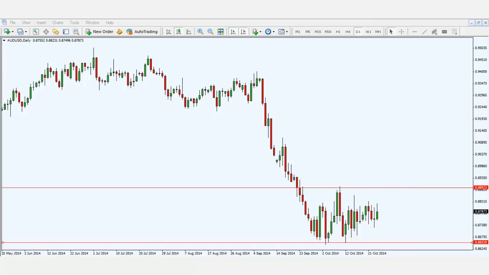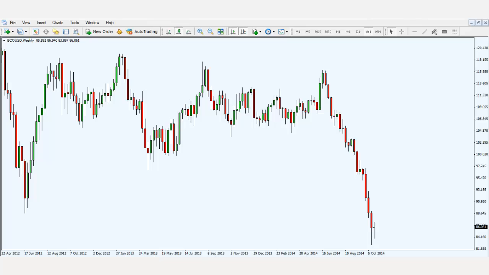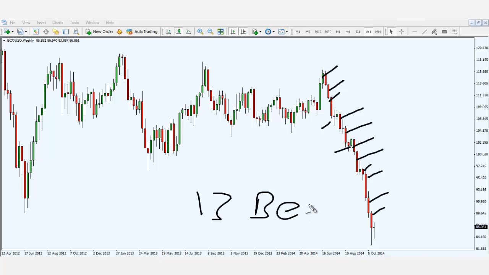And last but not least, let's look at crude oil, a product that I have been short. You can see that on the weekly chart price has been very bearish. You look at the number of red candles towards the green candles, the ratio is, I would say, very skewed towards the red side. So you look at 1, 2, 3, 4, 5, 6, 7, 8, 9, 10, 11, 12, 13. So we have 13 bear candles.